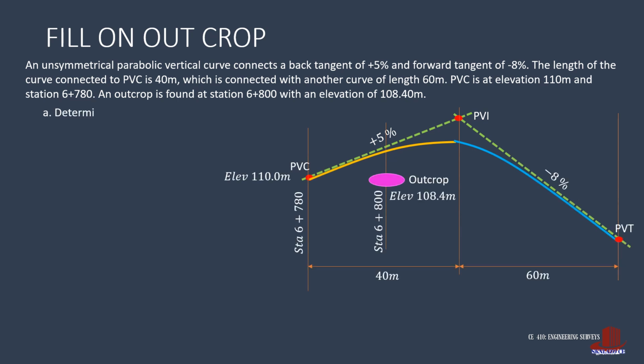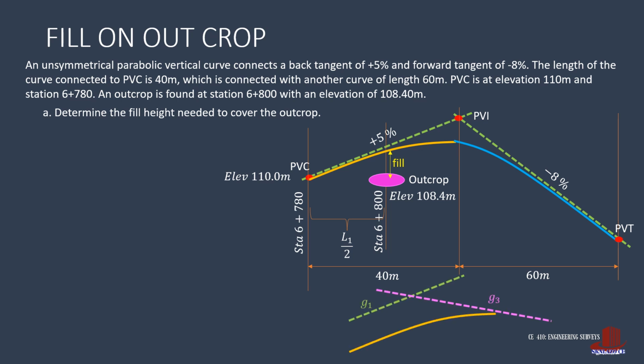First is to look for the height of the fill for the outcrop. Checking on the location of the outcrop, it is exactly at the midpoint of the first curve, which means that we can use the function of h from symmetrical curves. To solve for the height of the fill, we need to take the elevation of the point on the curve, and that is by having h1.